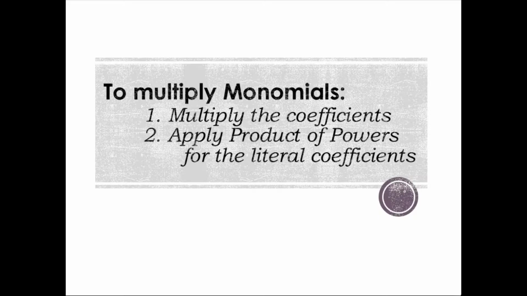With that, you need to remember that in multiplying monomials, we are only following two steps. 1. Multiply the coefficients, and then 2. Apply product of powers for the literal coefficients. That means if the bases are the same, you are going to add the exponents.